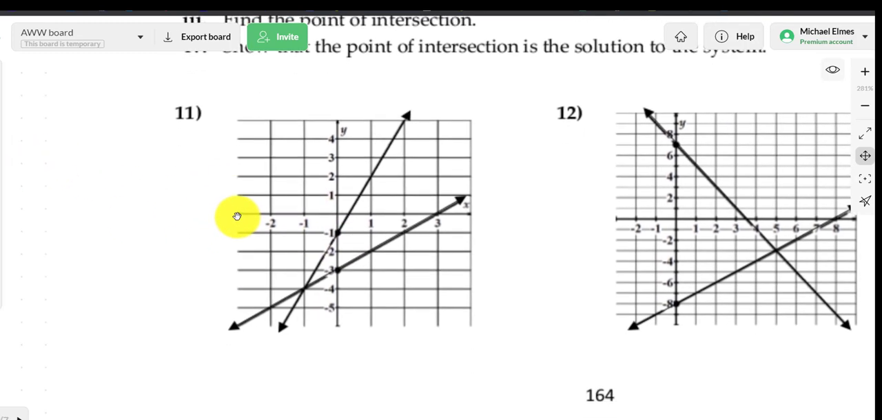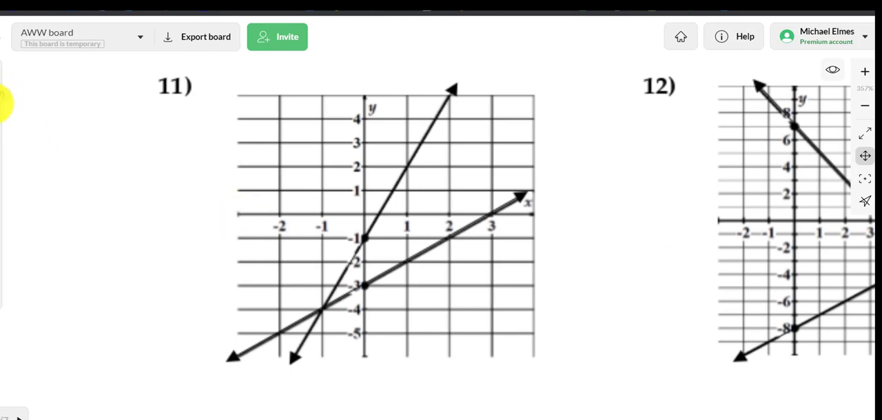If I look at number 11, my b for this first line, you could see my b is -1. And my slope, let's see, my rise is up 1, 2, 3. So my slope is rise over run. So I went up 3 and I went to the right 1. So my m is 3, right? So my equation is y equals 3x minus 1.